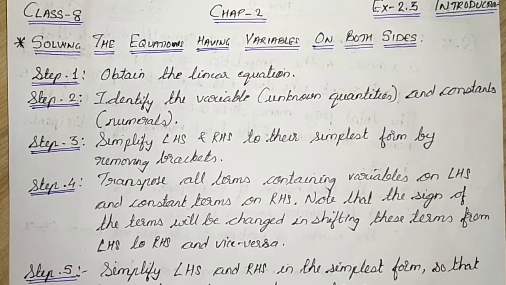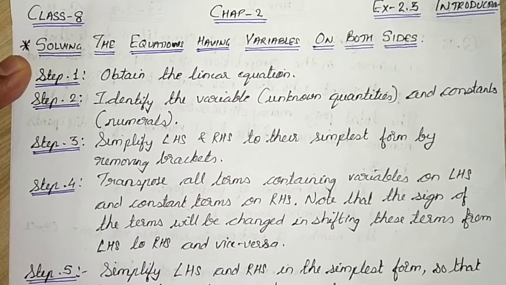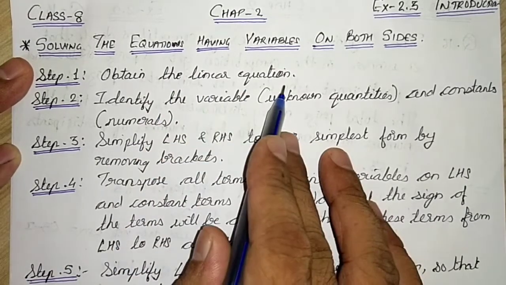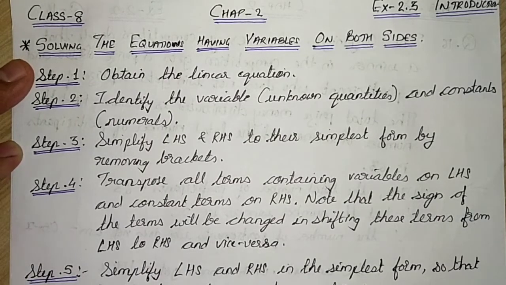To solve those types of questions, there are certain rules, certain steps which you have to follow so that you can solve them easily. So let me go through it one by one. It has 6 steps. Step 1 says obtain the linear equation. First of all, take the linear equation. Whatever linear equation they have given you, take it.